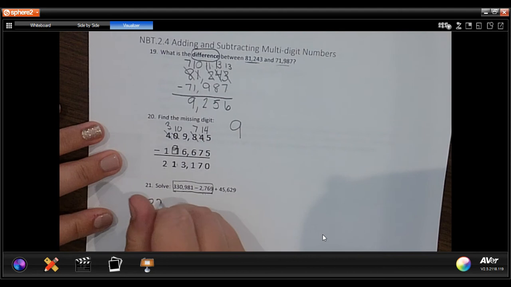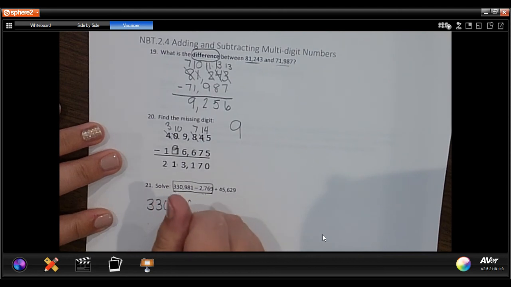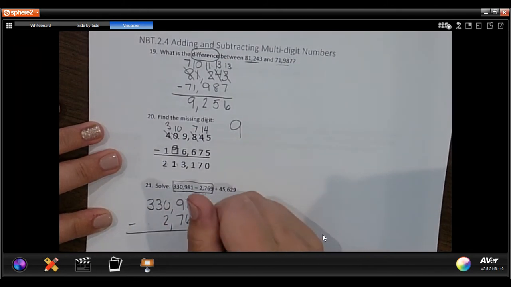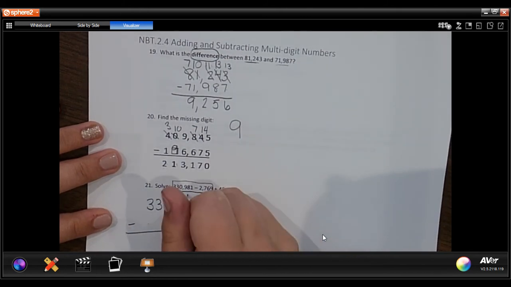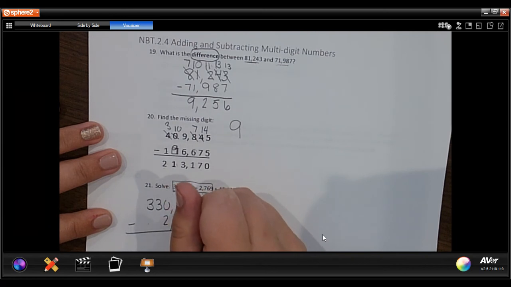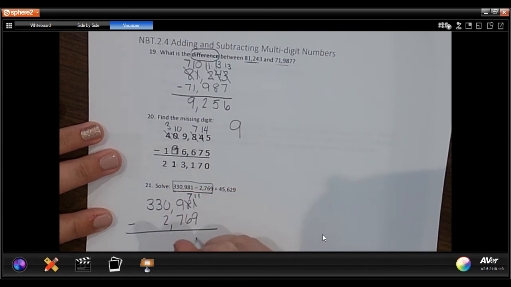So I'm doing 30,981 minus 2,769. 1 minus 9 I can't do. Have to borrow 1 from this place. 7, 11. 11 minus 9 is 2. 7 minus 6 is 1. 9 minus 7 is 2.